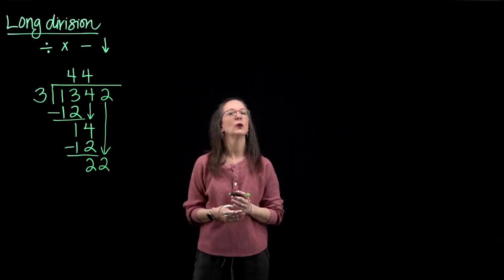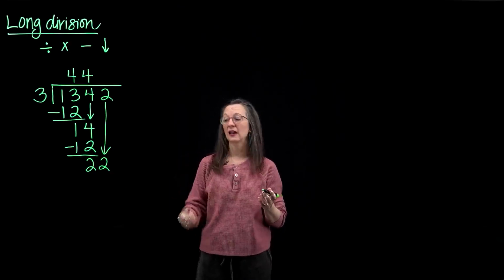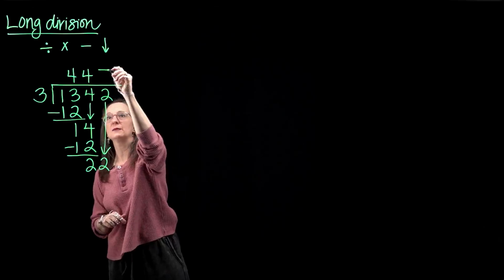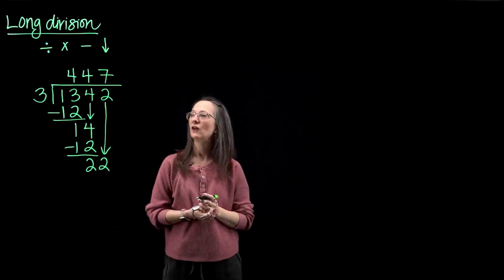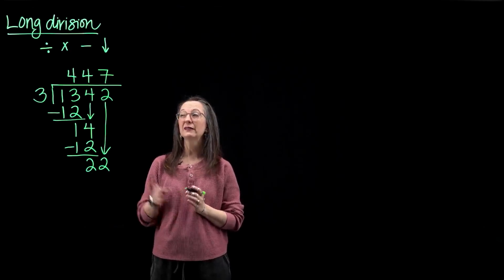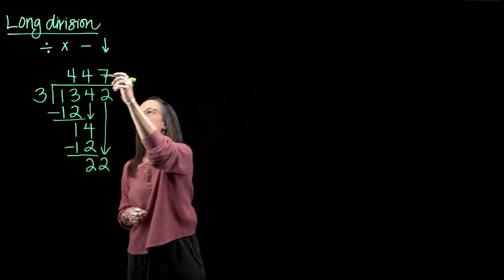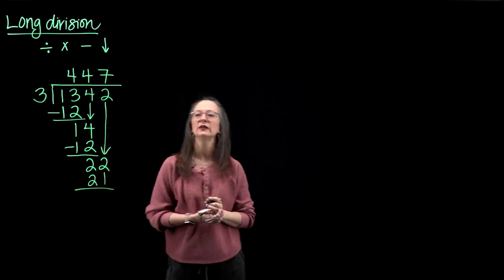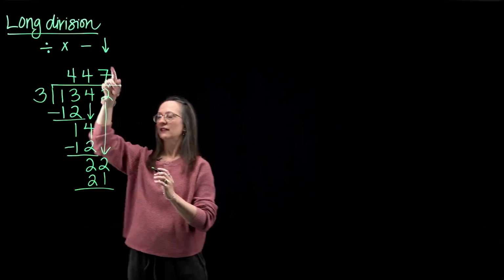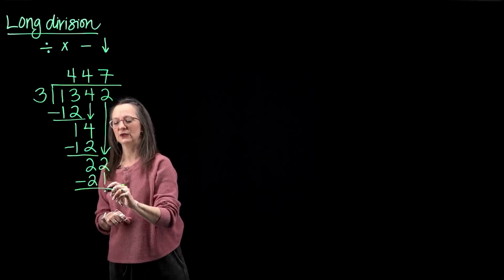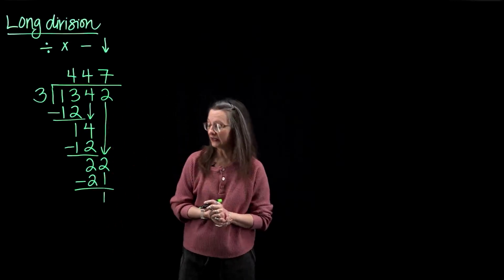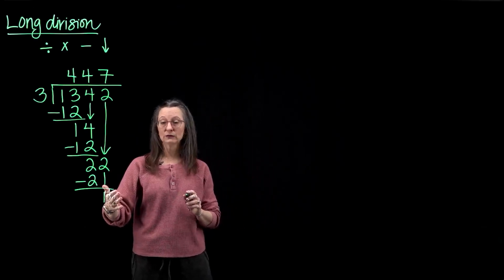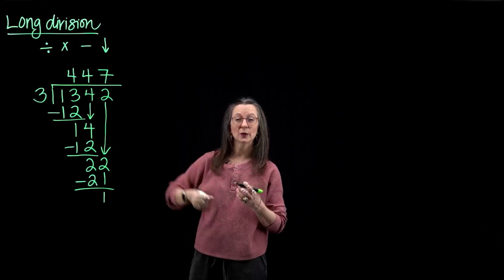I have 22 at the bottom here, and I'll start over again. 22 divided by 3, that's going to go 7 times. So 7 is written over the division bar, directly on top of the 2. 7 times 3 gives me 21, so I'll write 21 at the bottom underneath that 22. Last, we're going to subtract it. So 22 minus 21 gives me a remainder of 1.